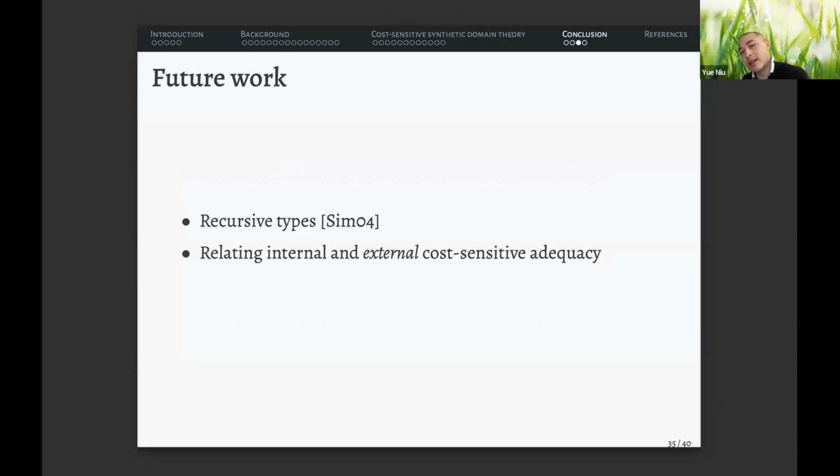For future work, we would like to generalize this result to recursive types and also look into how to relate our internal computational adequacy theorem to an external statement about PCF.